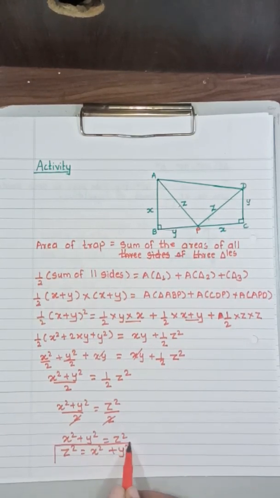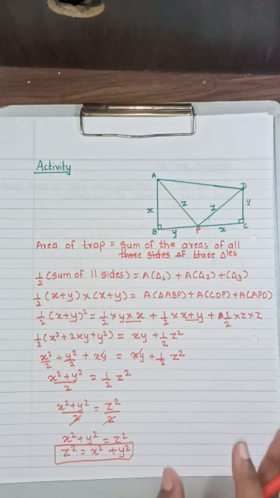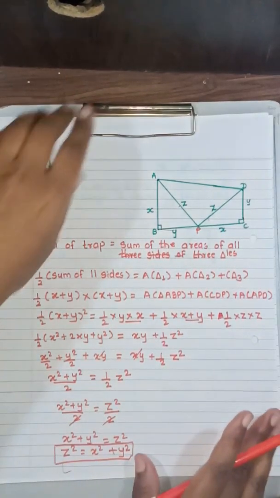Okay, hence from this you come to know that hypotenuse side square is equal to the sum of the square of remaining two sides. Here your Pythagoras theorem is proved.